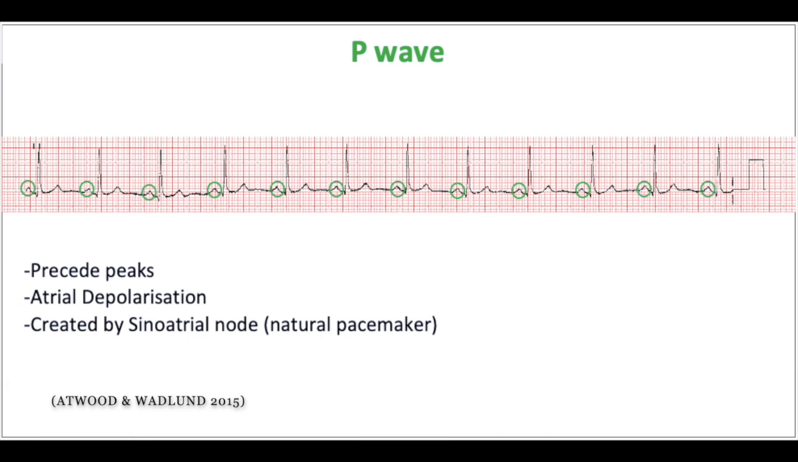First, we'll look at the P wave. The P waves have been circled here, and as you can see, they precede each of the sharp peaks on the ECG trace. The P wave represents depolarization of the atria, which is initiated by the sinoatrial node. The SA node is composed of special pacemaker cells, which have the ability to generate electrical activity. The P wave should be upright and rounded, as shown here.